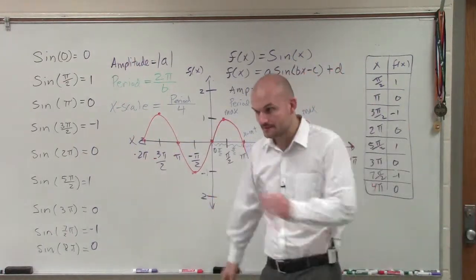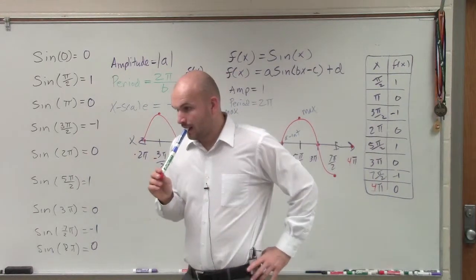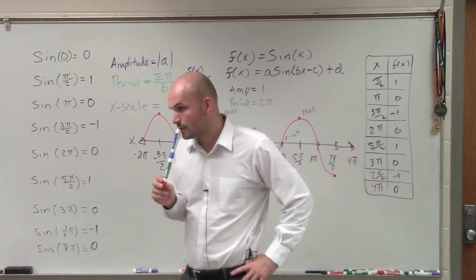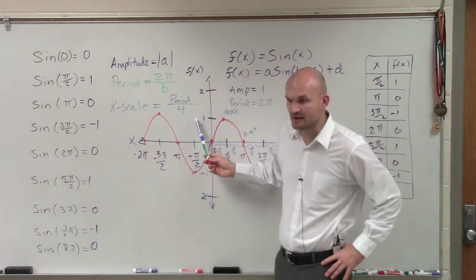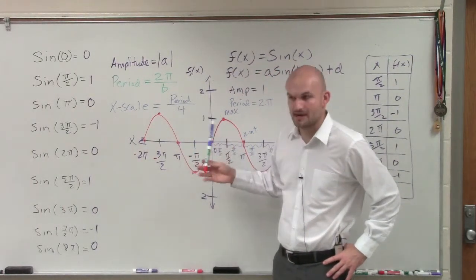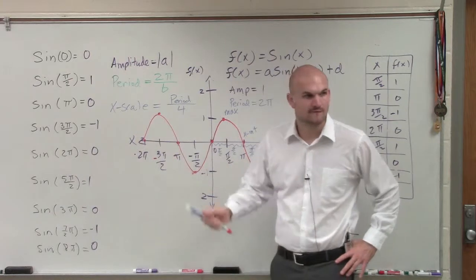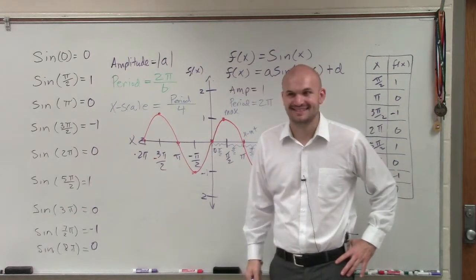Yes? So for the 4, are we always going to go by 4 points over that change, like on the x scale? Our x scale, that's why we divide by 4. It's always going to be divided by 4. Okay. You always take your period and divide it by 4. Okay? You guys ready to do an example?